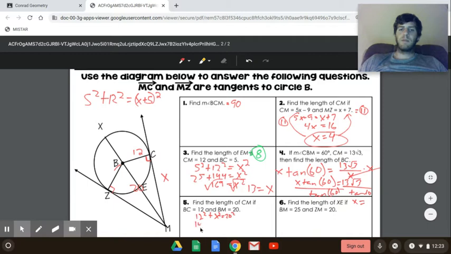So 144 plus x squared equals 400. Okay, that's going to leave you x squared equals 256. When you square root both sides, you're going to get x equals plus or minus 16. But obviously, we can't use the negative, so it's going to be positive 16 because we have distance. Okay, and then the last one on here.